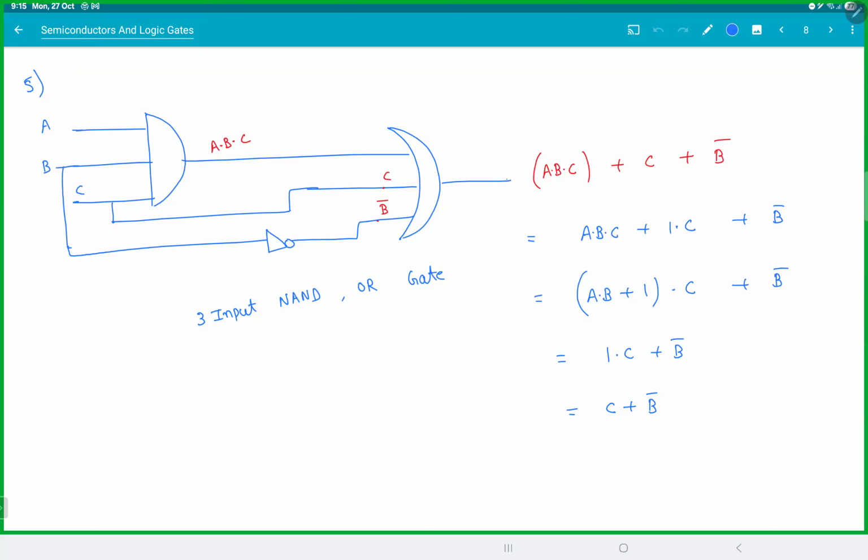Clear with the gates, everyone? Not tough. All you need is some practice. Right? 10-15 questions, that should be enough. You will get the hang of it. Great. So that is a bit about the gate.